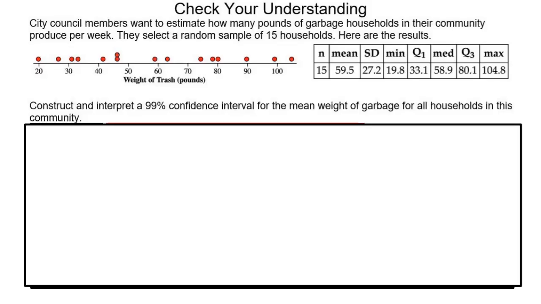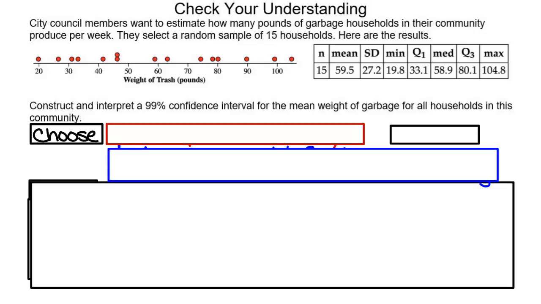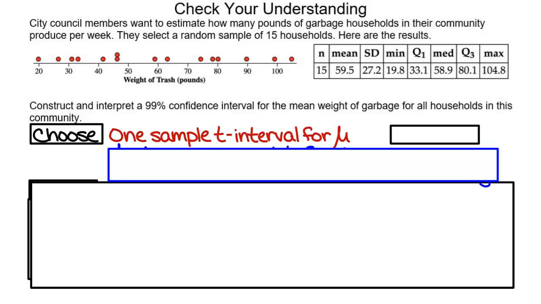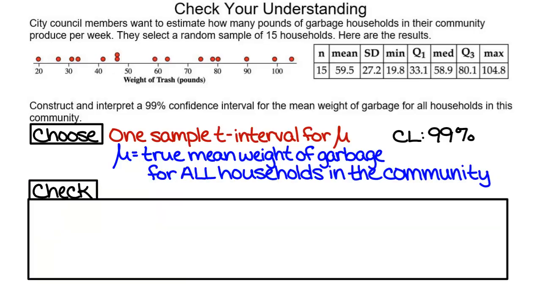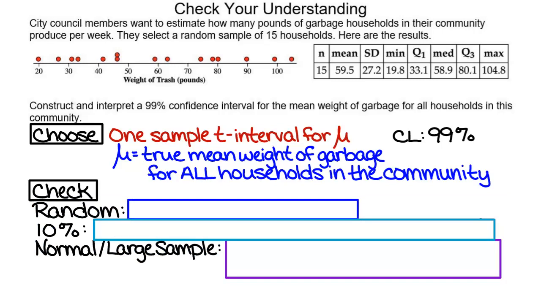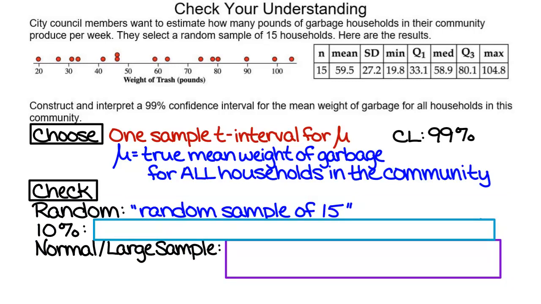All right, let's check yours against mine. So first we have choose. You should be choosing a 1 sample t interval for mu with a confidence level of 99%. Mu is the true mean weight of garbage for all households in the community. And then when we go to check our conditions, random, we had a random sample of 15 that was given up here.